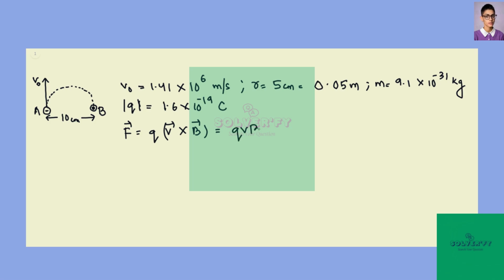So sine phi is basically 1 because phi is 90 degrees, and this gives the magnitude of force to be q times v times B, basically mod q times v times B, because we are taking the magnitude here, and the charge of the electron is negative. And the direction is given by the right hand rule.